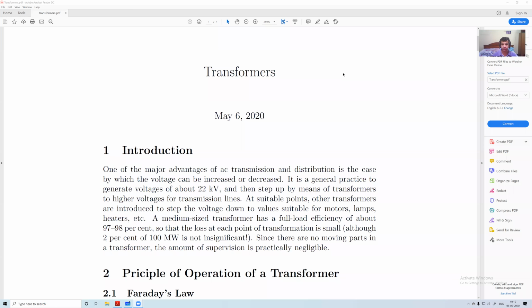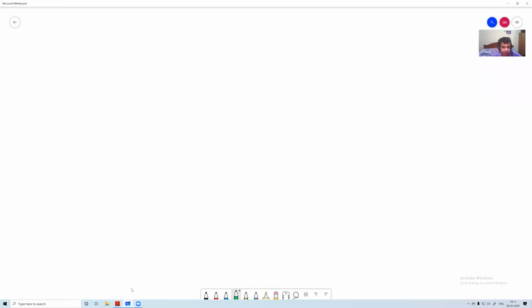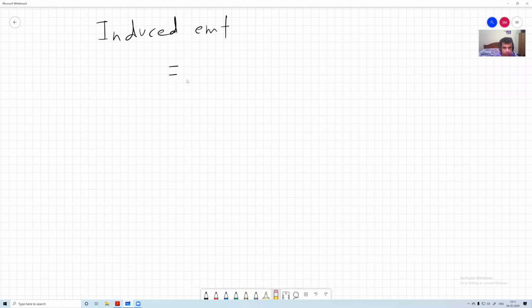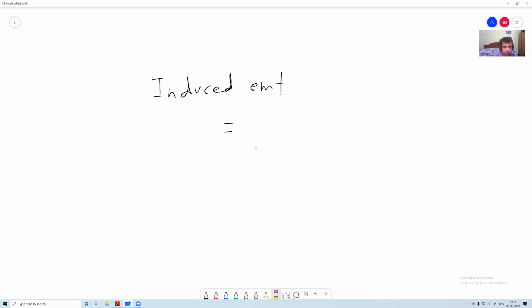So how does a transformer work? The basic principle is Faraday's law. So what does Faraday's law tell us? From physics, what Faraday said is that the induced EMF in a loop is proportional to the rate of change of magnetic flux.